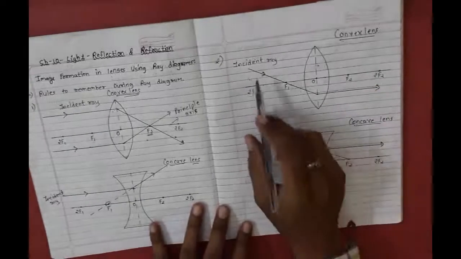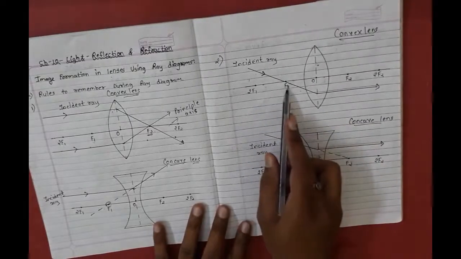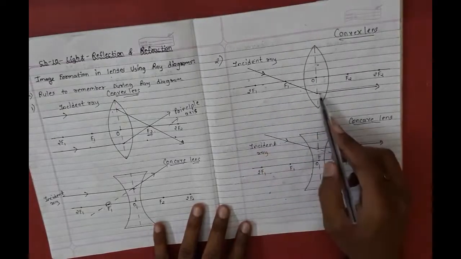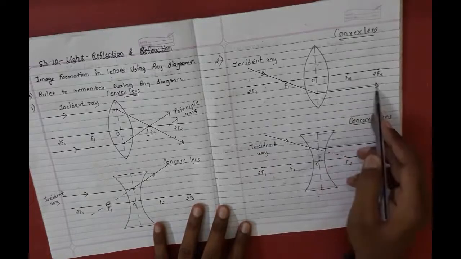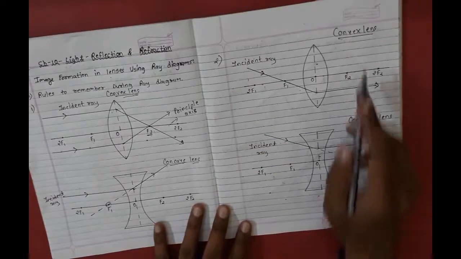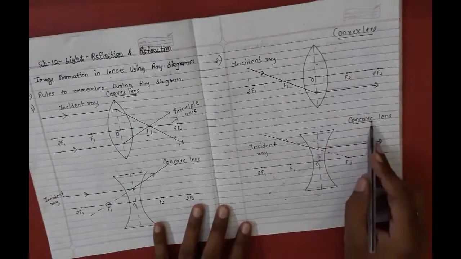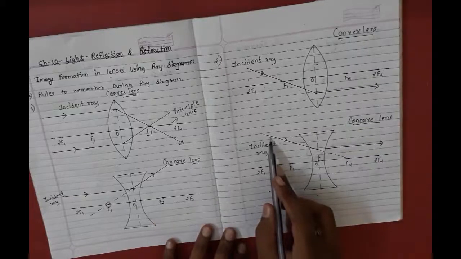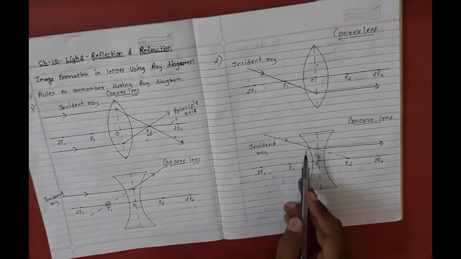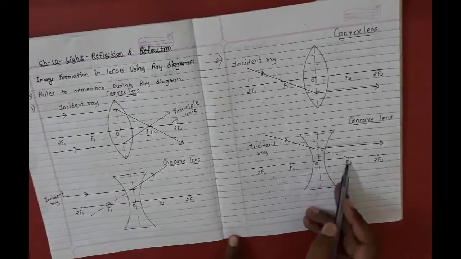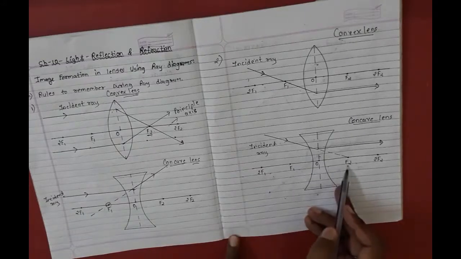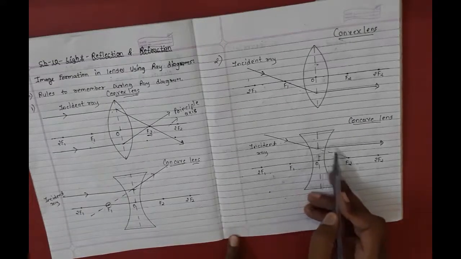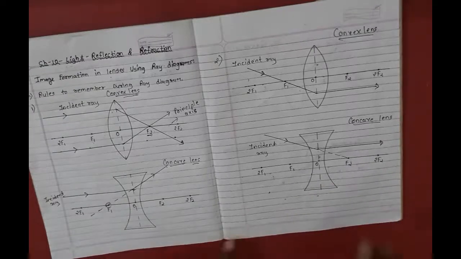Rule number 2, if your incident ray is passing through principal focus f1, after refraction it will become parallel to principal axis. That is for convex lens. In case of concave lens, you have to draw the incident ray in such a way that it is directed towards the principal focus f2. So after refraction it will become parallel to principal axis.